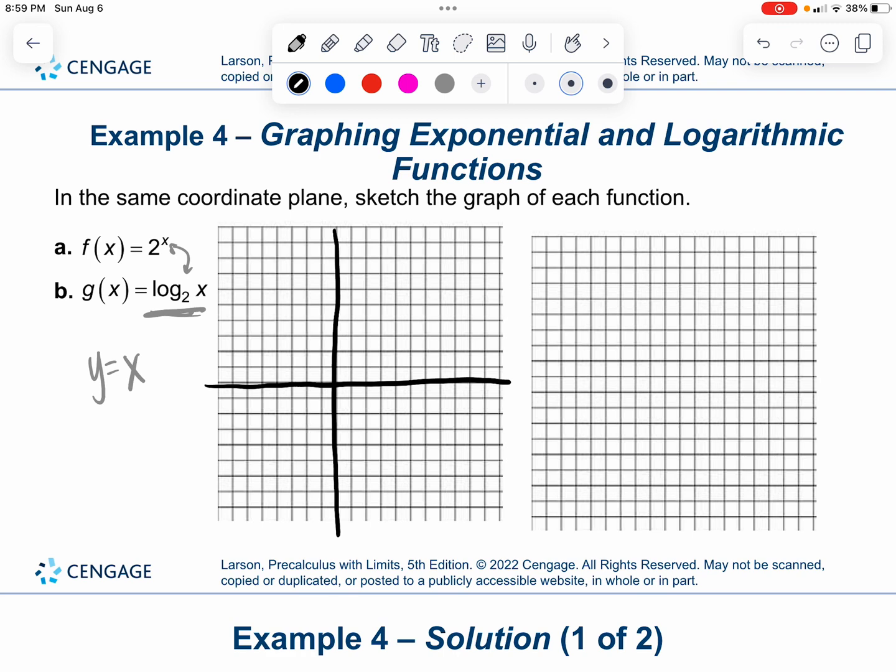So I'm going to go ahead and that's my x and y axes. Here's my line y equals x. Okay, and then I'm going to graph 2 to the x. If you've forgotten what that looks like, you can make yourself a little t-chart.